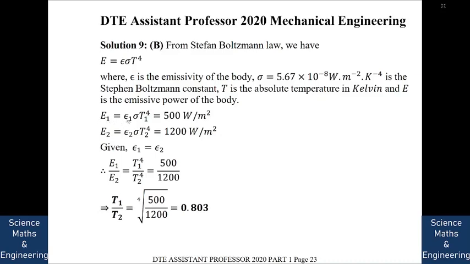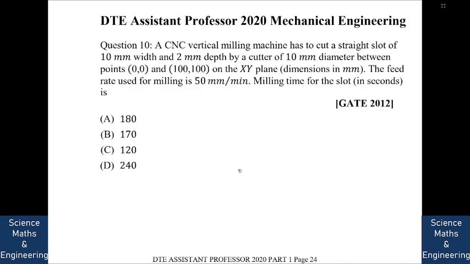So E1 would be equal to epsilon 1 into sigma T1 to the 4, which is equal to 500. Then E2 is epsilon 2 into sigma into T2 to the power 4, which is equal to 1200. Now we are given that epsilon 1 is equal to epsilon 2, so we get E1 by E2 is T1 by T2 to the power 4. So from here we get T1 by T2 is equal to 0.803.